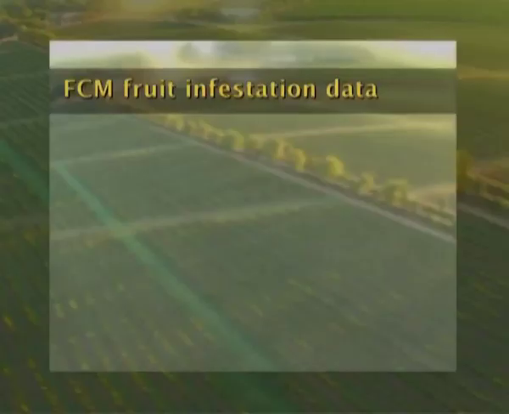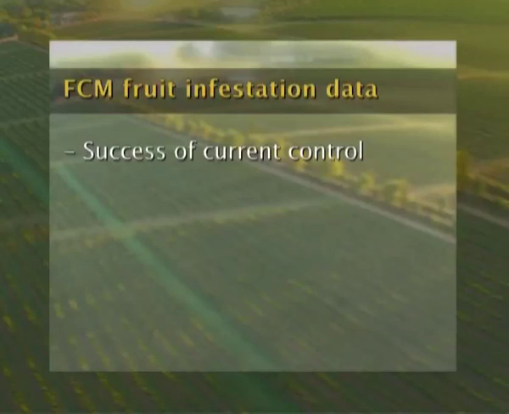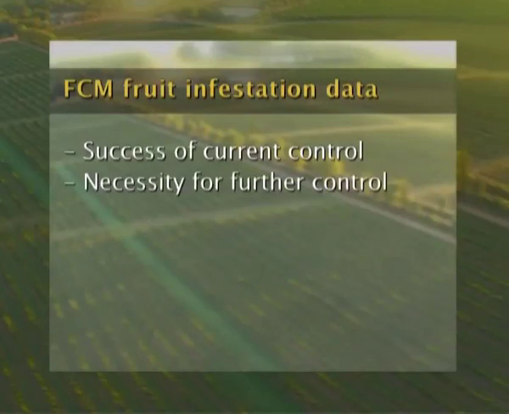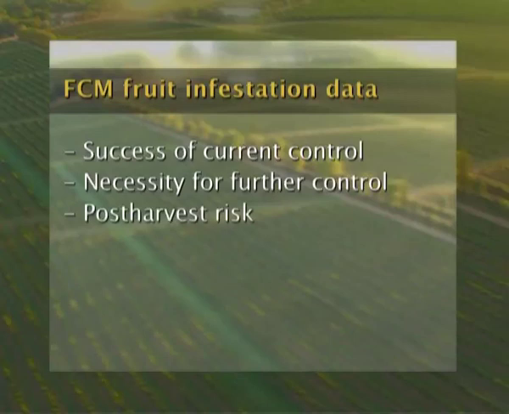Each week, your scout will also provide you with fruit infestation data. This data will tell you three things. It will tell you how well your FCM is being controlled. It will give you an indication of whether it is necessary to apply any further measures for FCM control, and most importantly, it will speak to the post-harvest risk of fruit coming from that orchard.